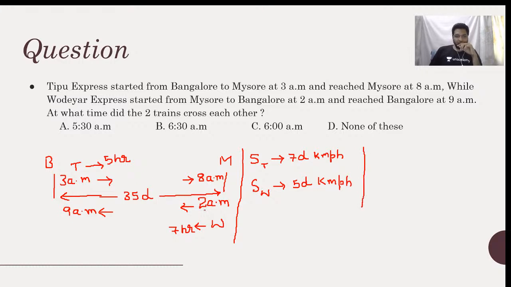See, Wadayar Express started at 2 a.m. Therefore, at 3 a.m., distance between Tippu Express and Wadayar Express will be 30d kilometers.